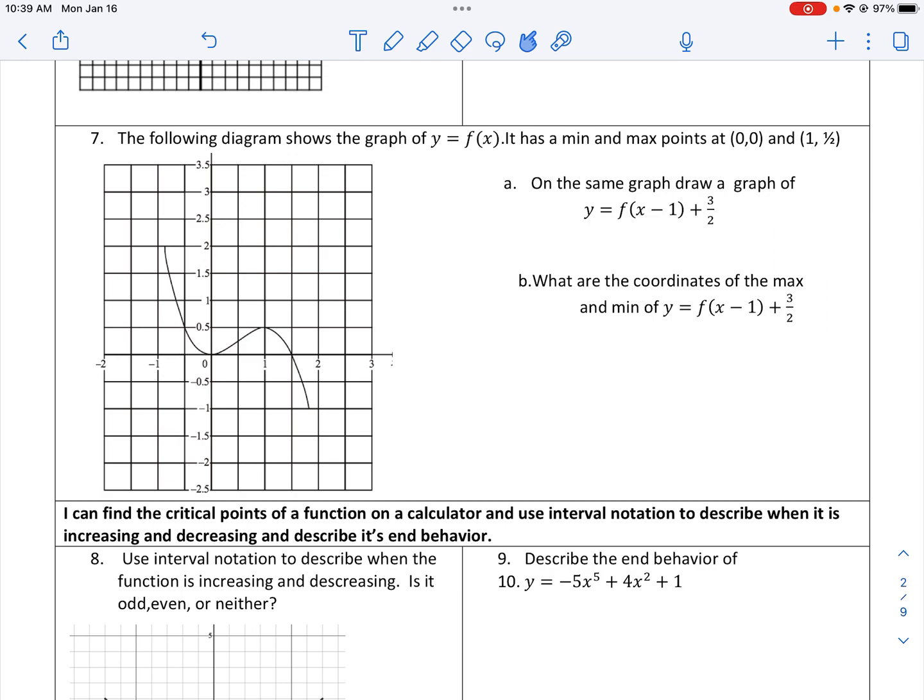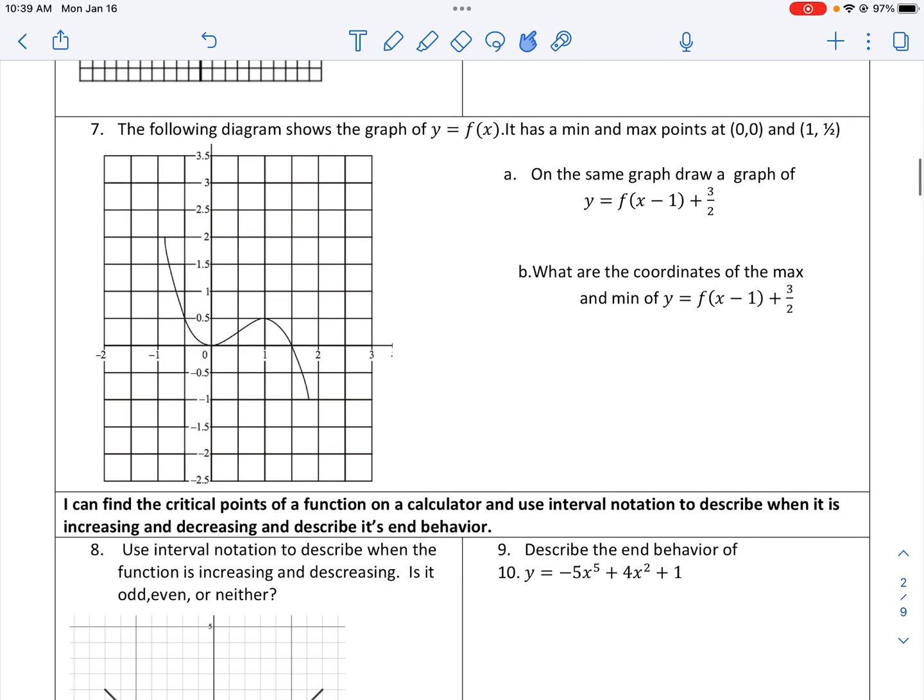All right, so here is a graph. It has a min and max. So graph on the same one, x minus 1 plus 3.5. So again, what are our transformations? To the right 1, up 1.5, and check what this is counting by. Oh, that's not to the right 1. It's counting by 0.5. So to the right 1, up 1.5. And this one is at 1.5, so 2.5.